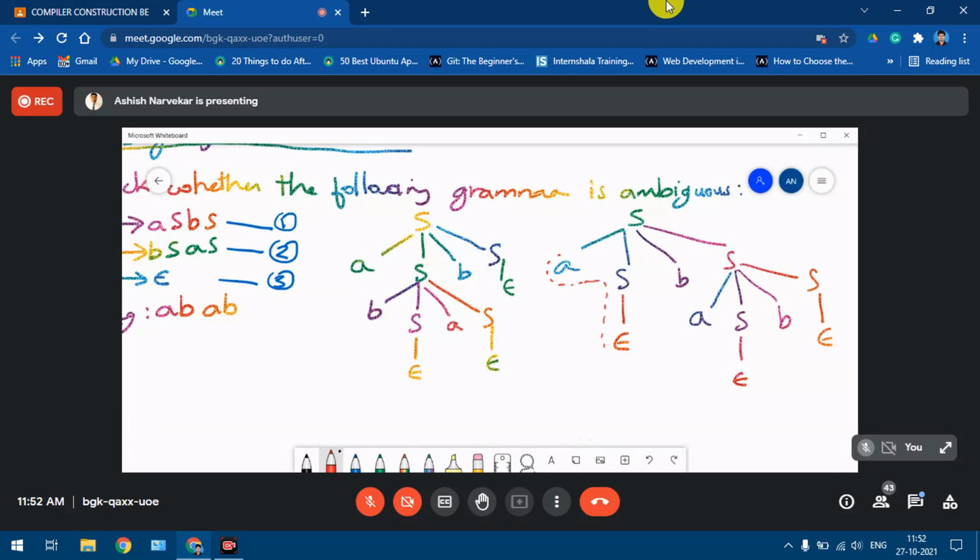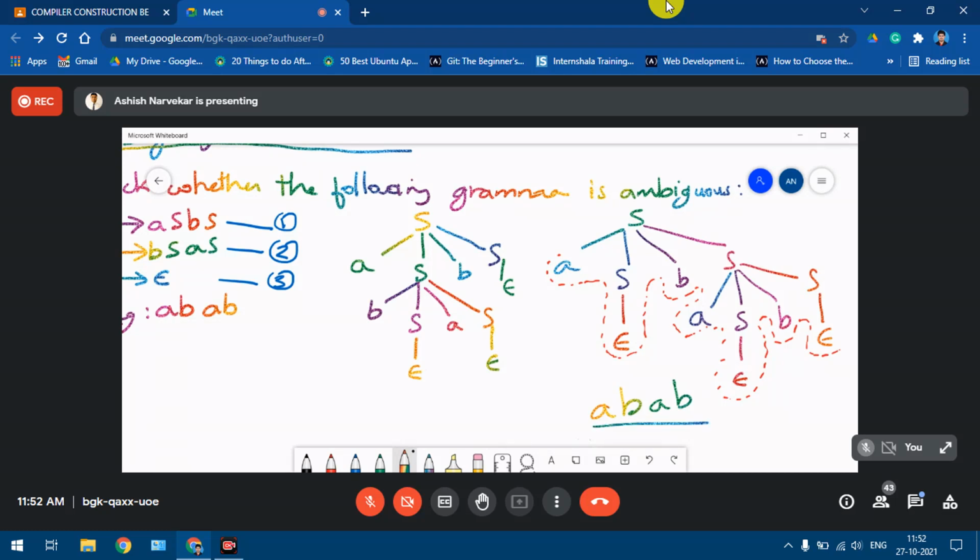Now if we look at the yield of this particular tree, let's check. This is the path that I am following. What I am getting here is A, B, A, and B. Neglecting all the epsilons which are there, because they are empty strings, they are not considered as existing. So what we get is ABA.